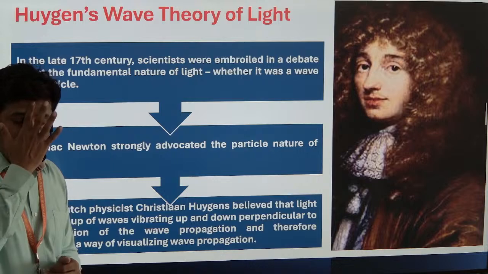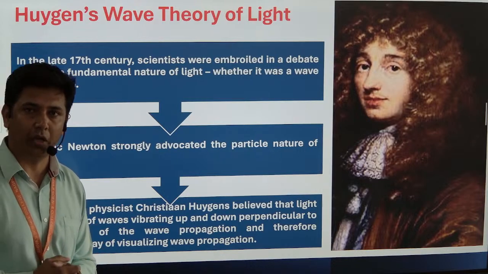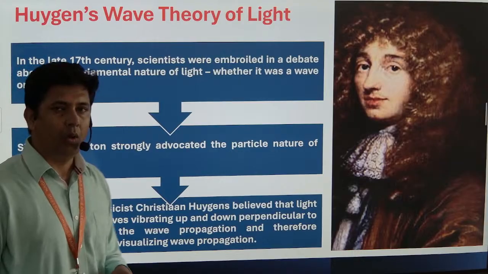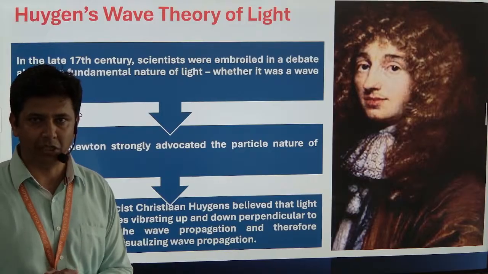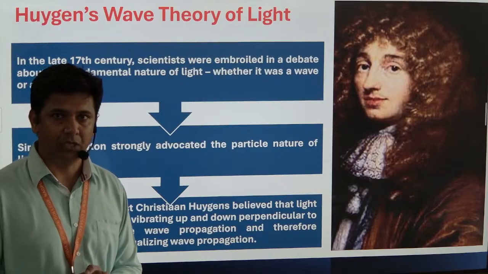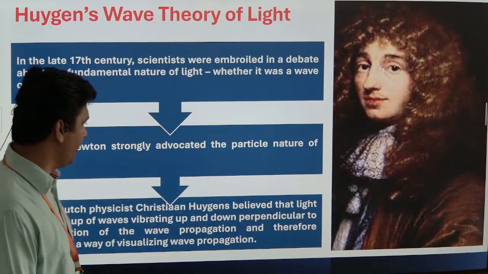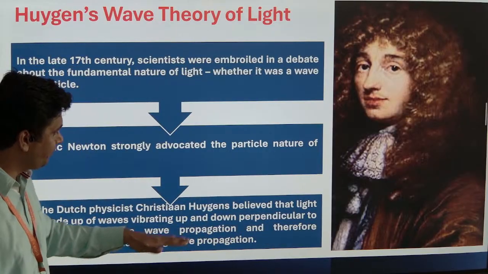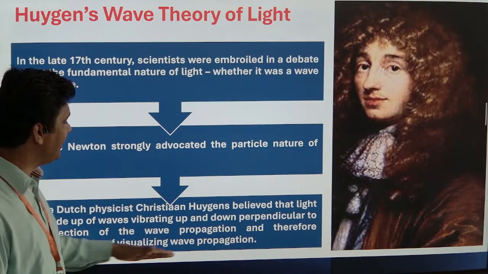As we know, there are two types of waves: one is the transverse wave, another is the longitudinal wave, right? If the vibration of the particles is perpendicular to the direction of propagation of the wave, then we call it a transverse wave. So basically, up and down means this must be a transverse wave, perpendicular to the direction of wave propagation, and Huygens therefore formulated a way of visualizing wave propagation.